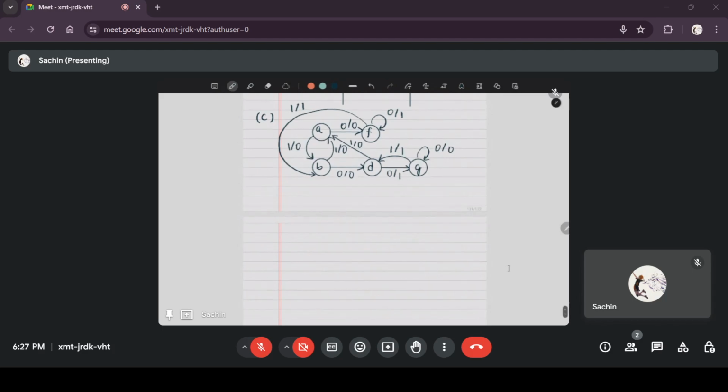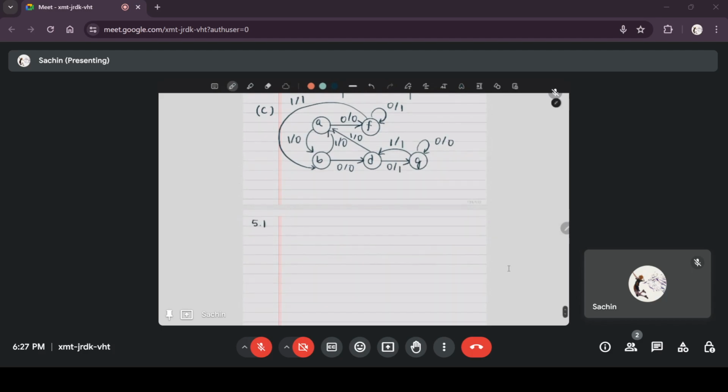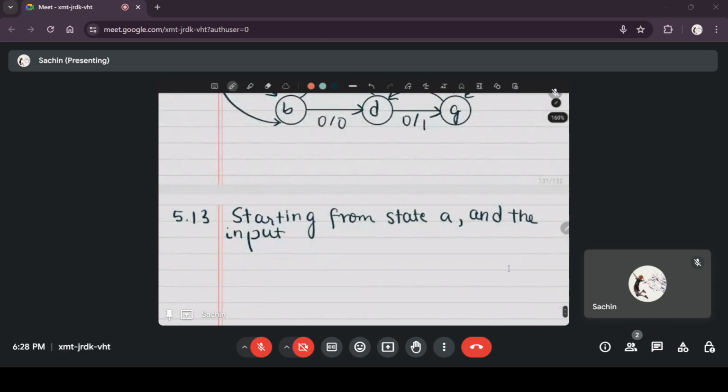That was problem 5.12. Next is problem 5.13. There are only 20 problems in this chapter that are not related to HDL or Verilog. Lot more problems related to Verilog and HDL that I won't cover.